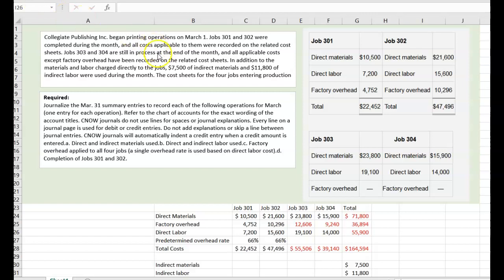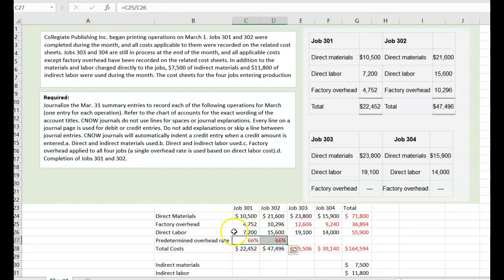$7,500 of indirect materials, they provide that there. $11,800 of indirect labor. And then what we're going to do is journalize the information. Okay, so we have to journalize the summary information. Now, down below, I've put the information provided in Excel, just so Excel can do some of the math for us. Anything in black is what was provided. Anything in red means we have to calculate it. And I guess there's one, I probably should have made these red.